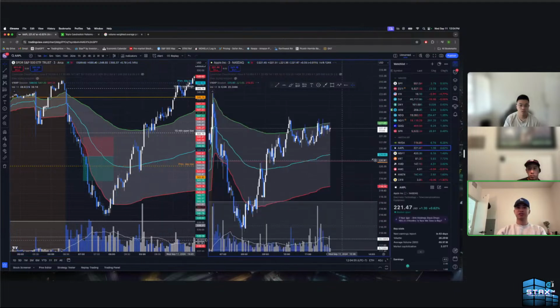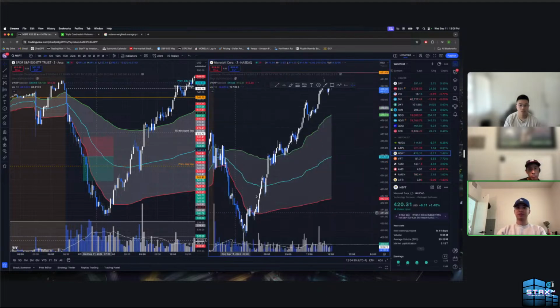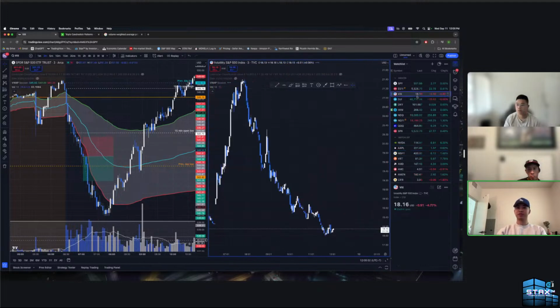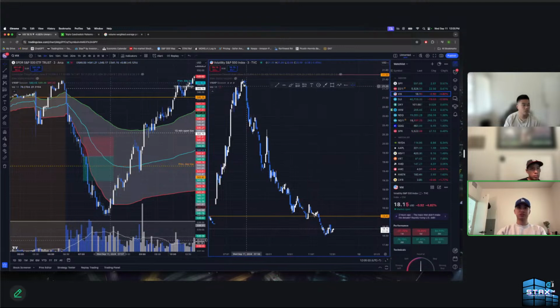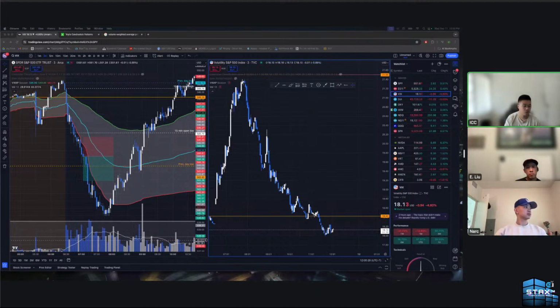And it's not just NVIDIA, it's also Apple, and it's also Microsoft. And the VIX has an inverse correlation. So you see right when VIX topped out, that's when SPY also started going up as VIX went down. So that's just how I use Stax and technical analysis to play the markets.